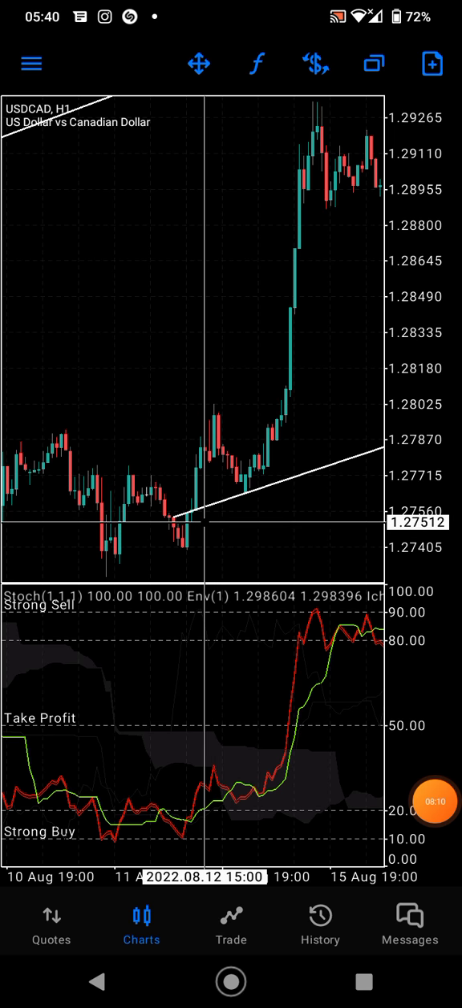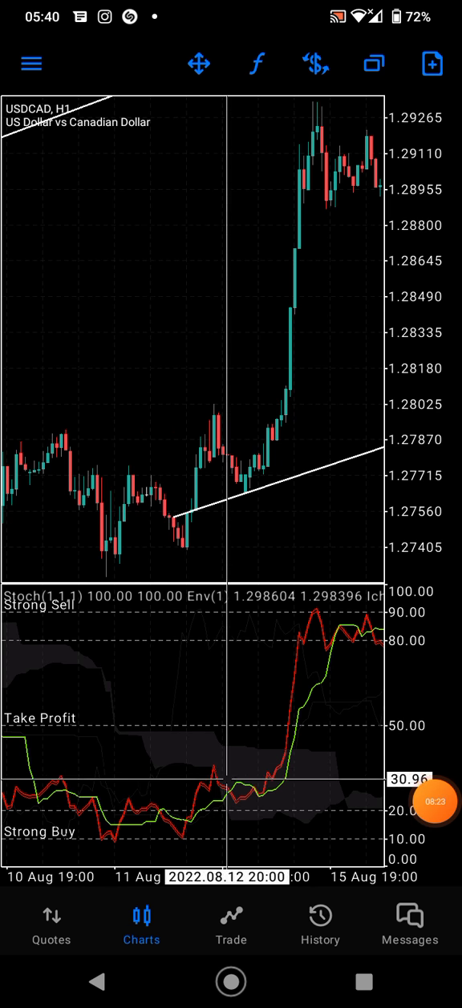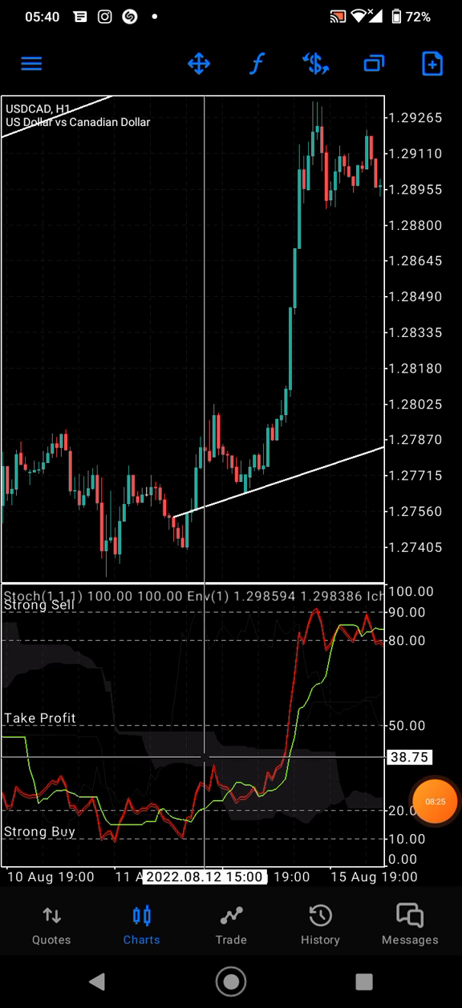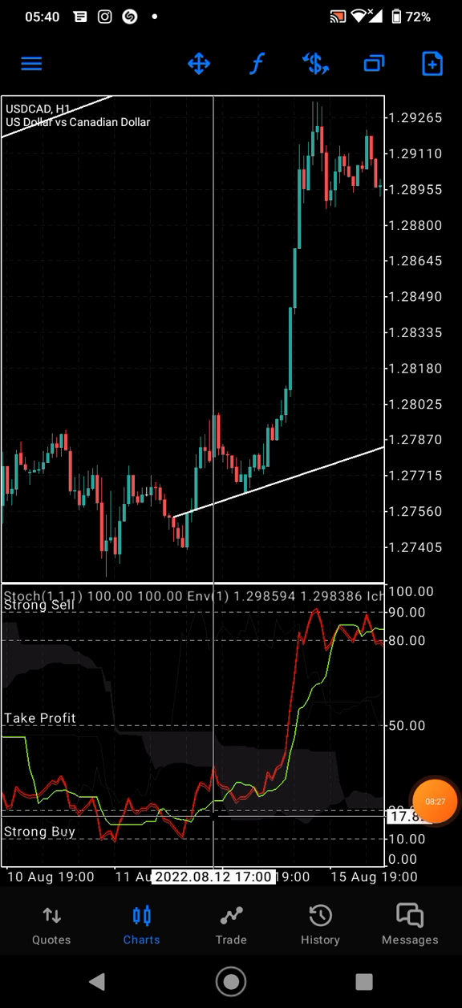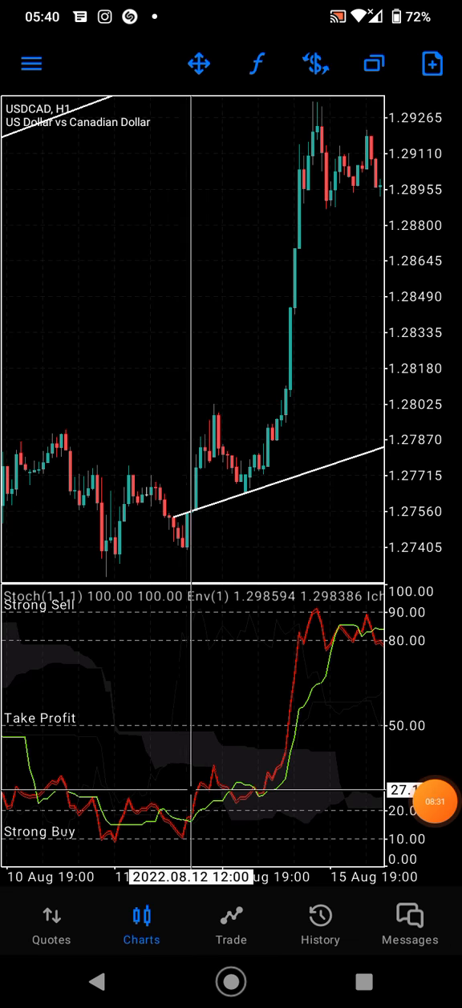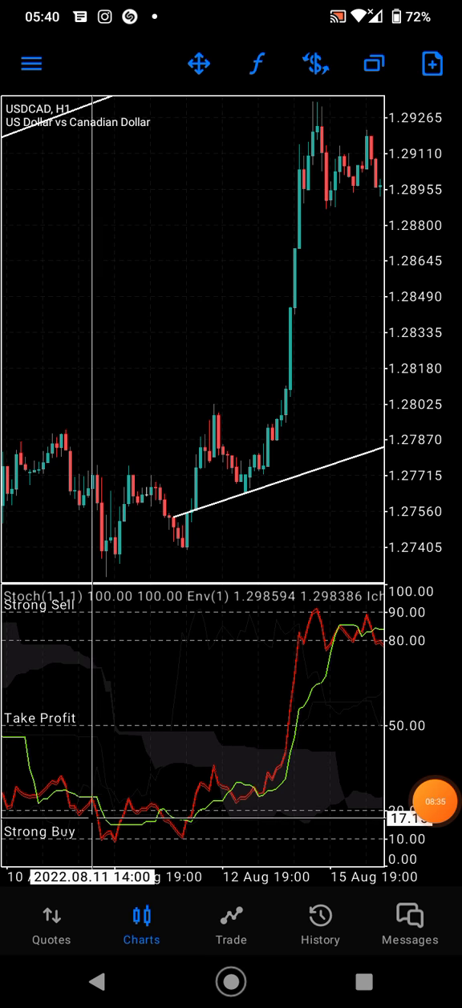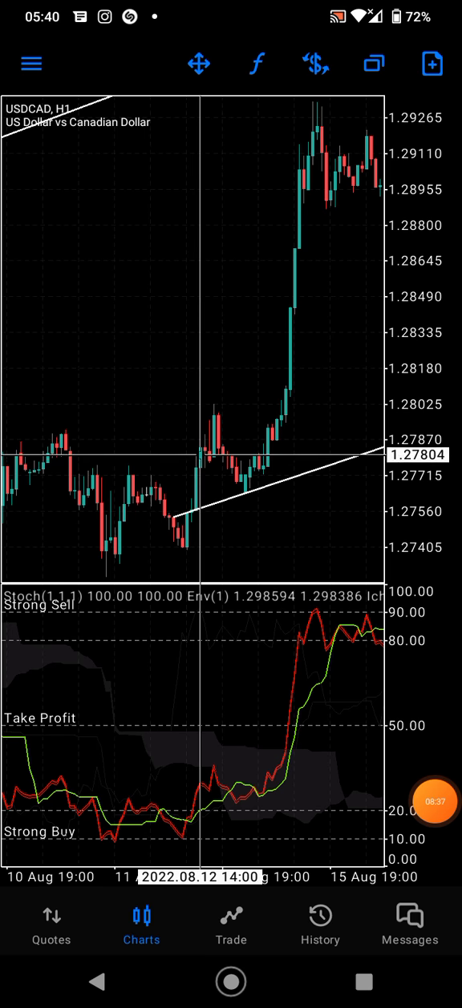Sometimes it depends on what the market is showing me right now. So for me, I could have waited for this. The indicator showed me this, so I knew the price was going to go up eventually, because it was in the strong buy area right here and it started going up.